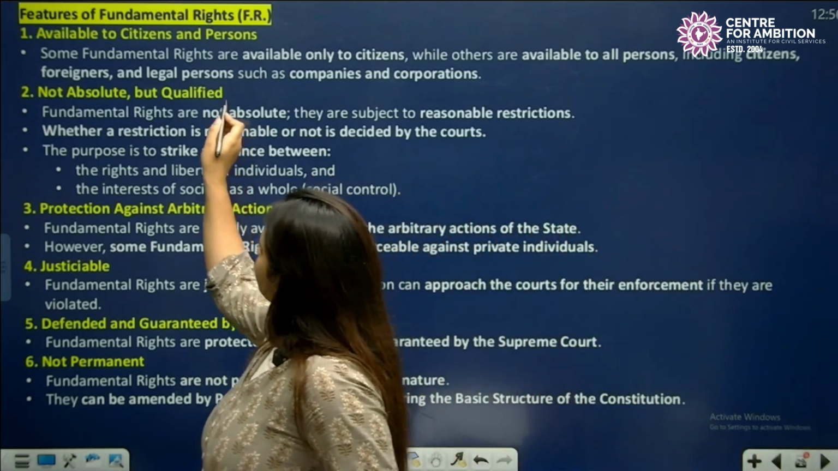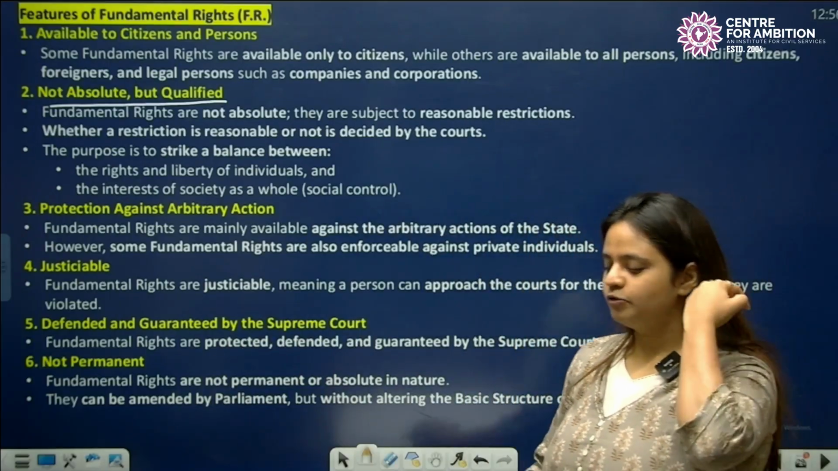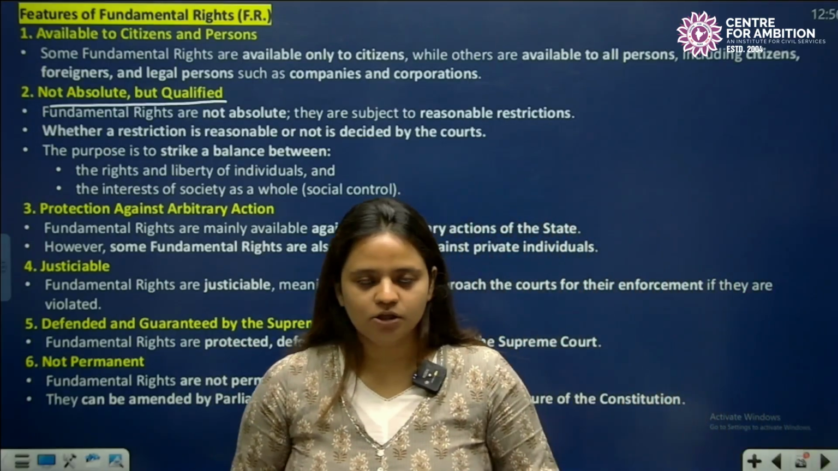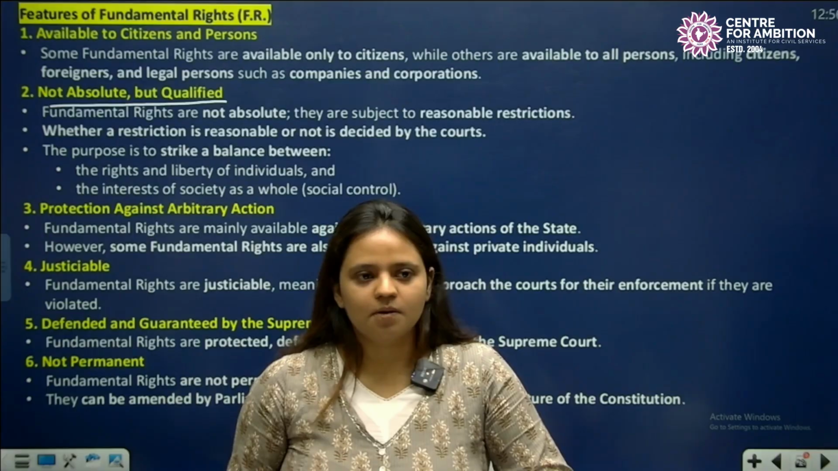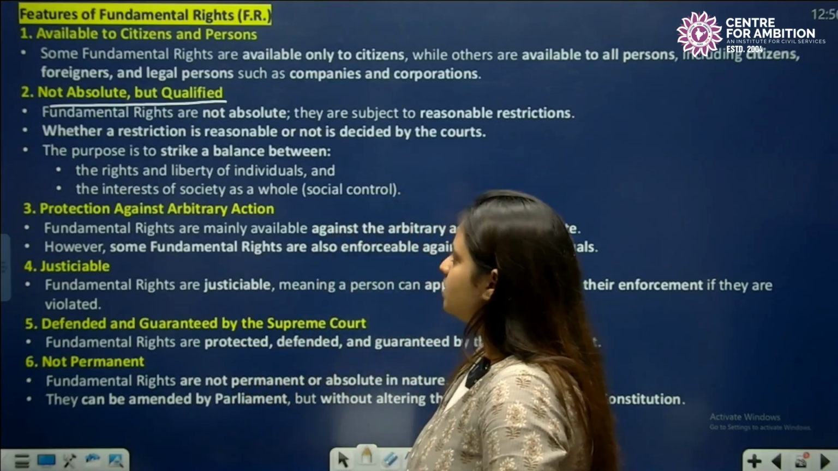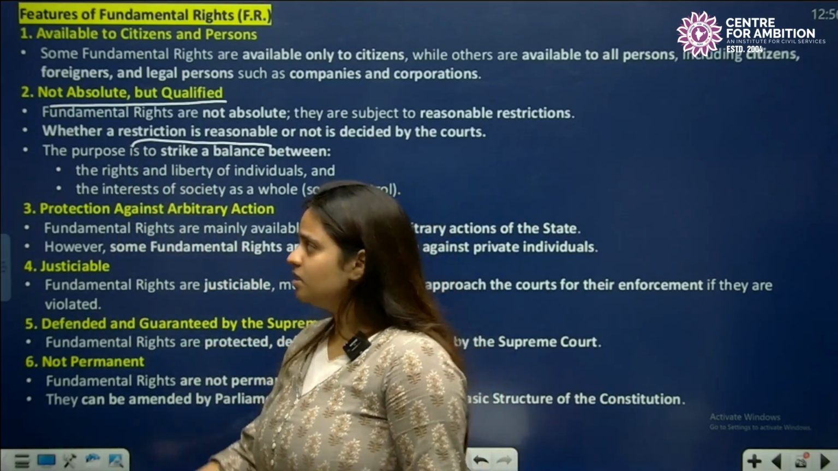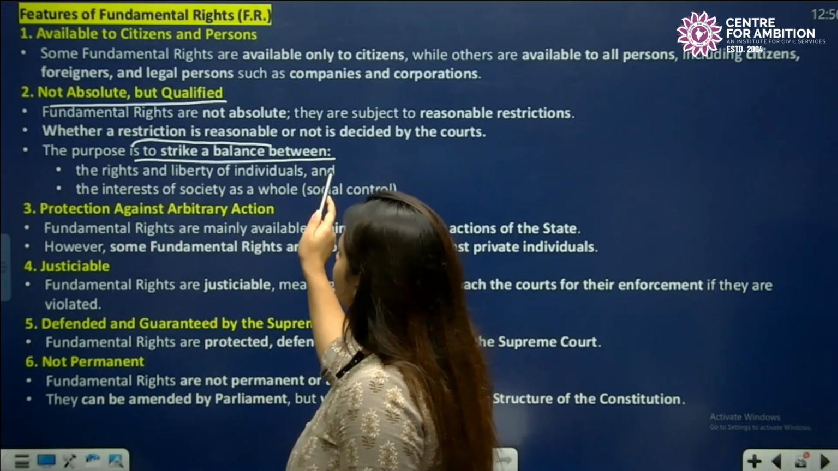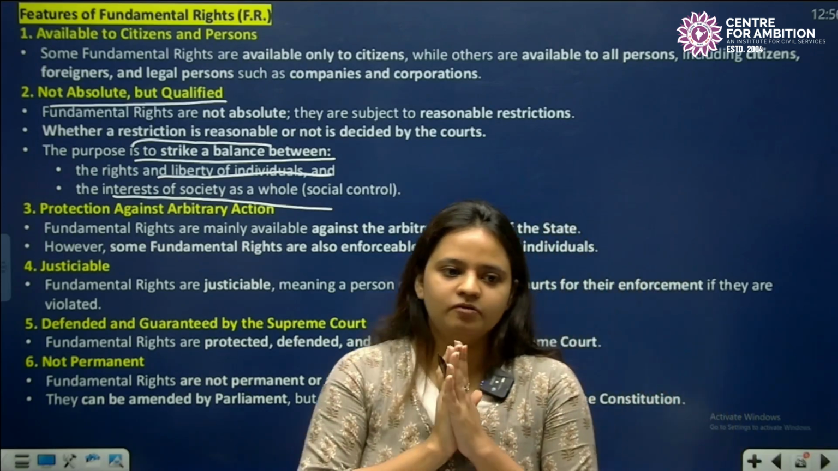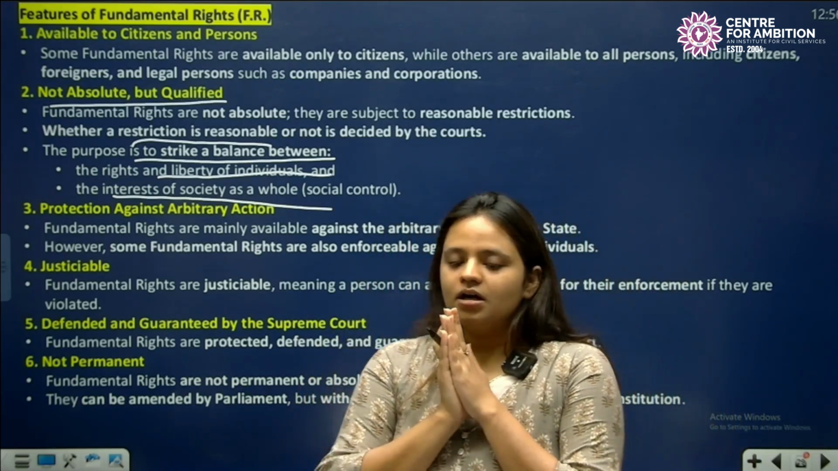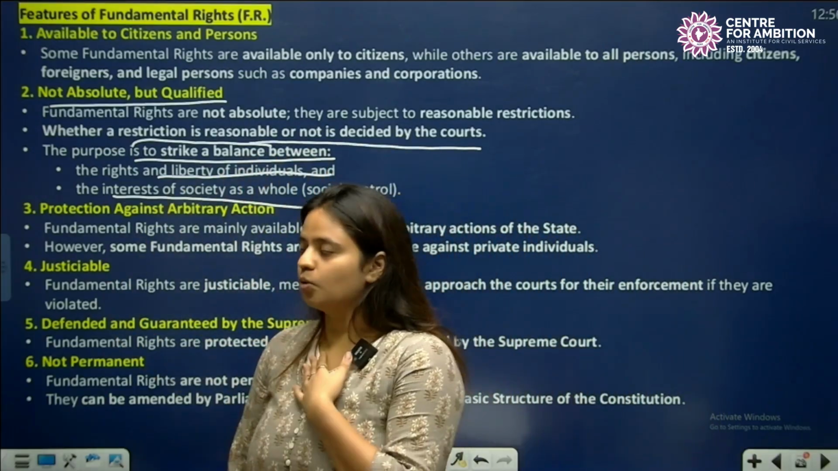Also, these are not absolute rights, they are qualified. What does it mean? It means that we have reasonable restrictions that come along with the right itself. So when we see the right, we have reasonable restrictions. These restrictions ensure a balance between the liberty of an individual and the interest of society as a whole. So there are reasonable restrictions which are decided by the courts.